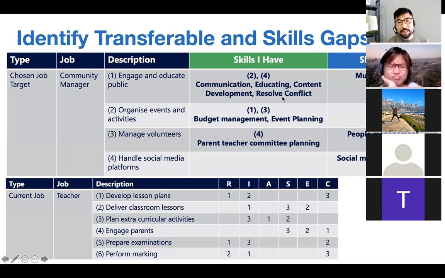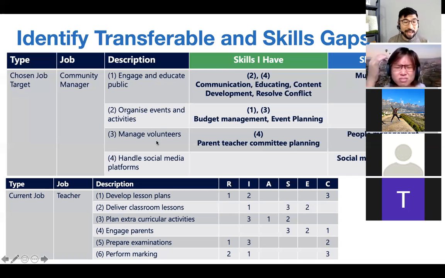At the same time, I realized I do lack certain things, because maybe after talking to someone who's doing a community manager role, they tell me, Gerald, you need to speak to different people of different races and of different ages. So the multi-language skill set becomes really important and critical. And I don't have that because I only speak in English in school. So that becomes a skills gap area, multi-language. So now I know if I want to do this role, what are some of the skills that I need to pick up and what are the skills that I have.